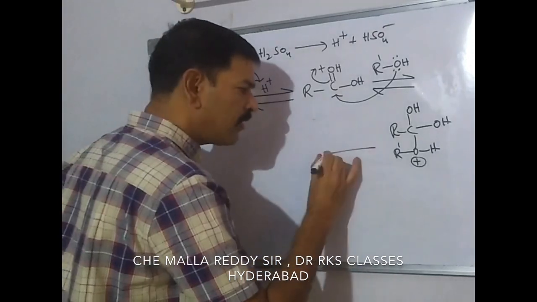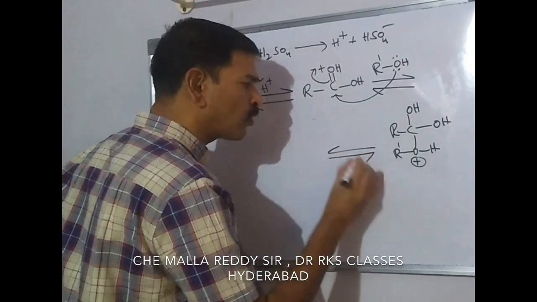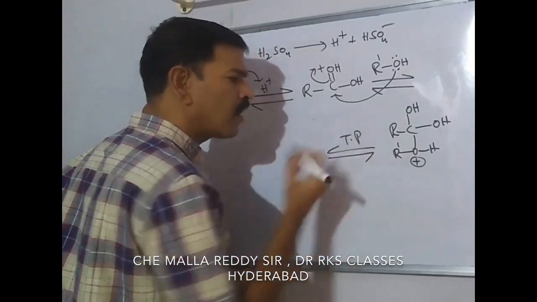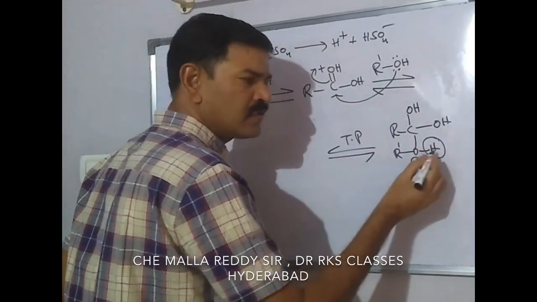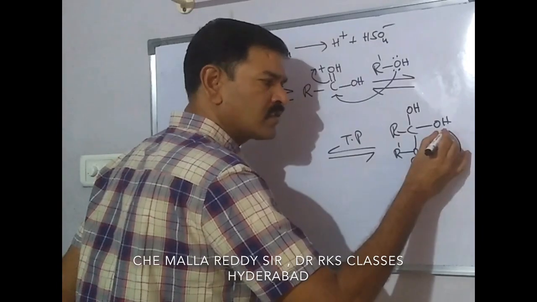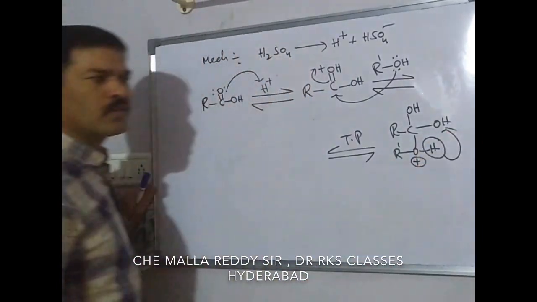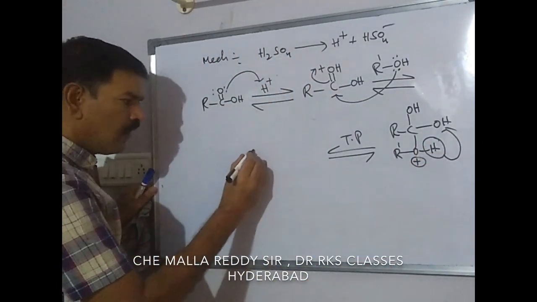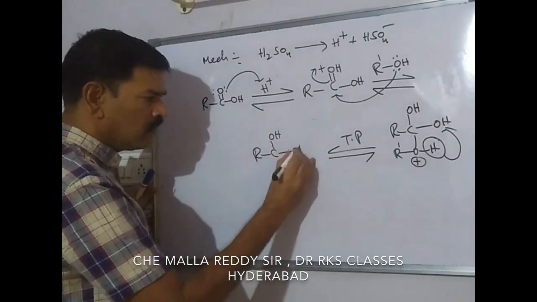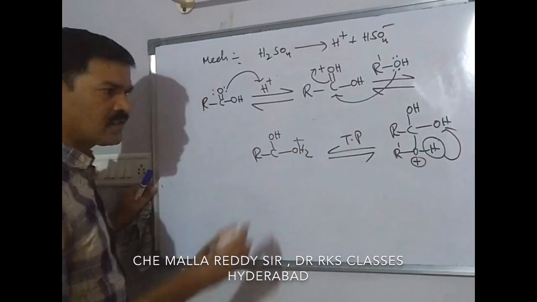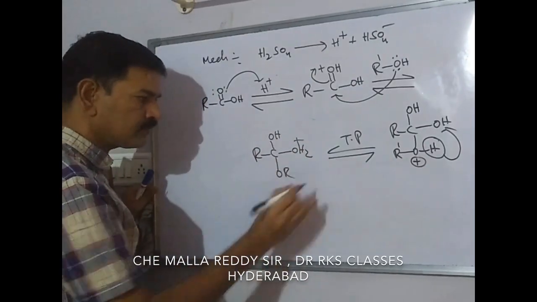Next step, transfer of proton takes place. This hydrogen is removed in the form of H plus. This H plus is transferred to this oxygen. Transfer of proton takes place. Here RCOH and H2 plus and OR.